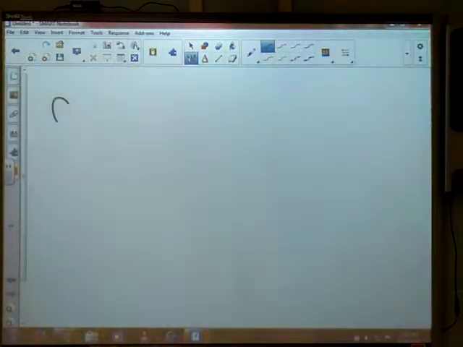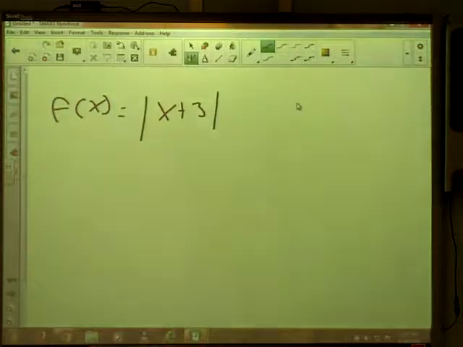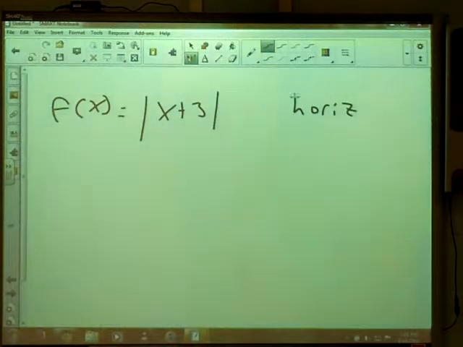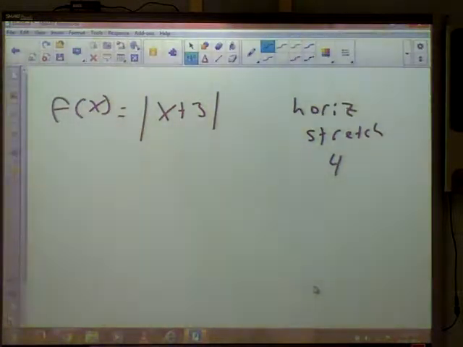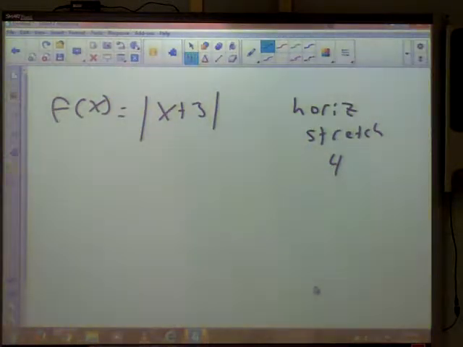Let's look at f of x is equal to the absolute value of x plus 3. And let's horizontally stretch that by a factor of 4. Okay? Things you're asking yourself. Do I use 4 or do I use its reciprocal? Do I put it in front of the whole thing or do I put it just in front of the x? Those are the questions you're asking yourself.